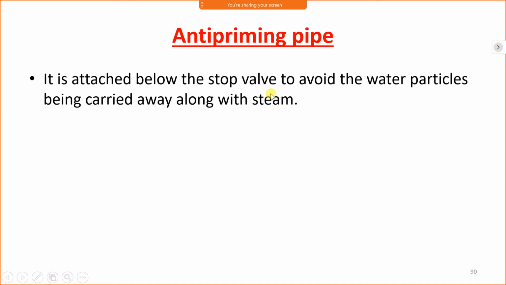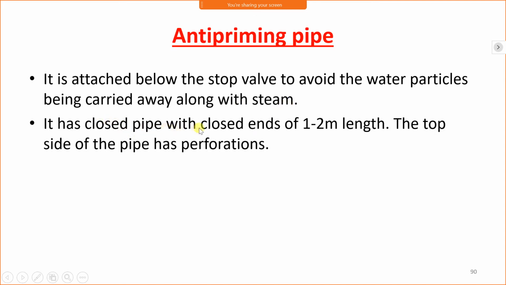Next, anti-priming pipe. It is attached below the stop valve to avoid water particles being carried away along with the steam. It is located before the steam stop valve. From the steam stop valve, steam is supplied to the application area. But the anti-priming pipe prevents the movement of wet steam, that is, the movement of liquid particles, from the steam stop valve. It is a closed pipe with closed ends, of 1 to 2 meters length.